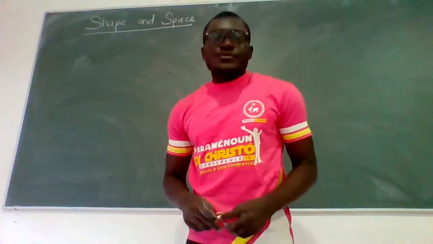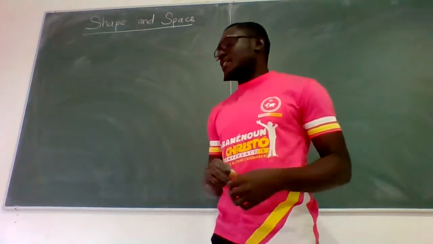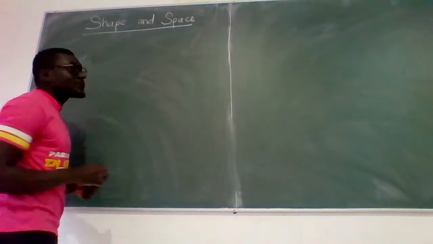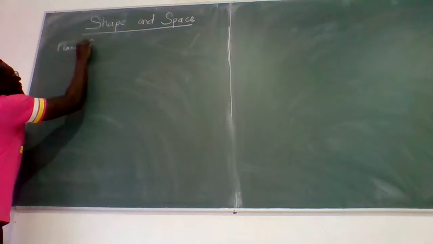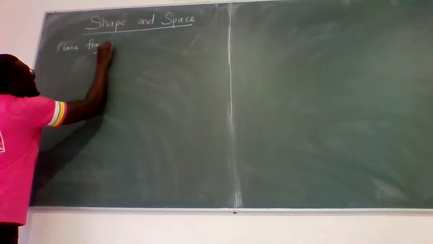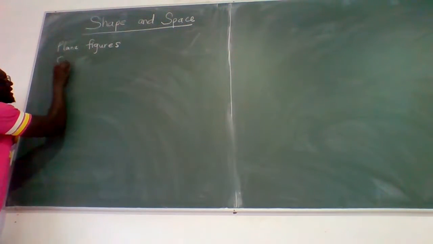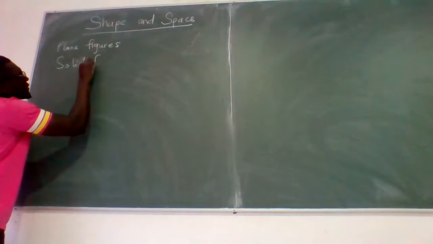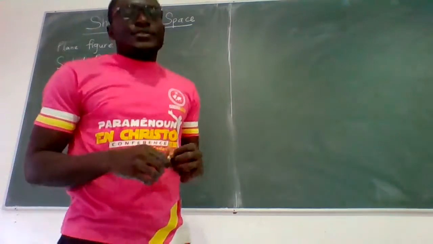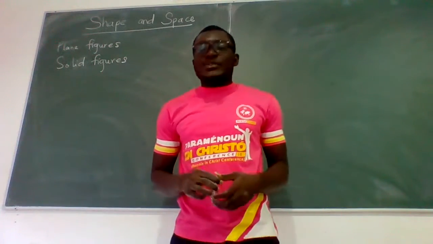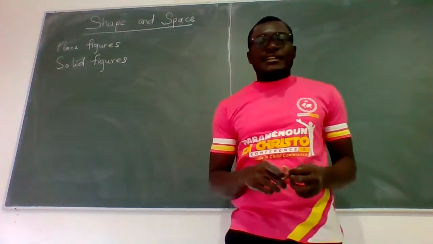In junior high school, when you are talking about shape and space, there are two main things that you should consider. The first thing you are going to consider is what you call plane figures. And then the other thing you are going to consider is solid figures. Okay, so one may ask, what is the difference between these two, a plane figure and a solid figure?